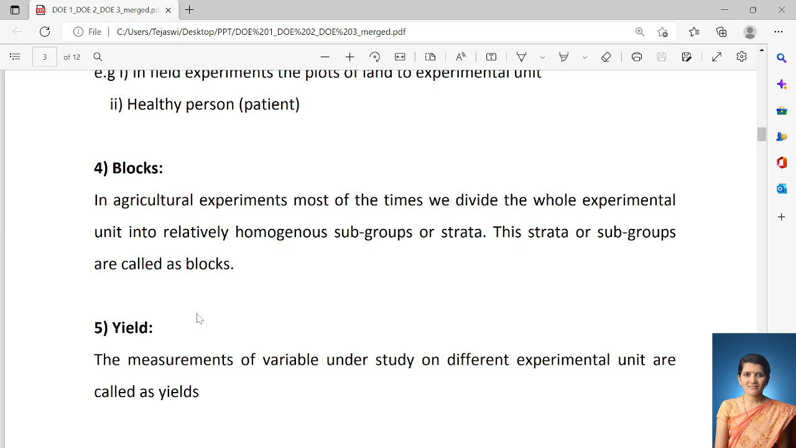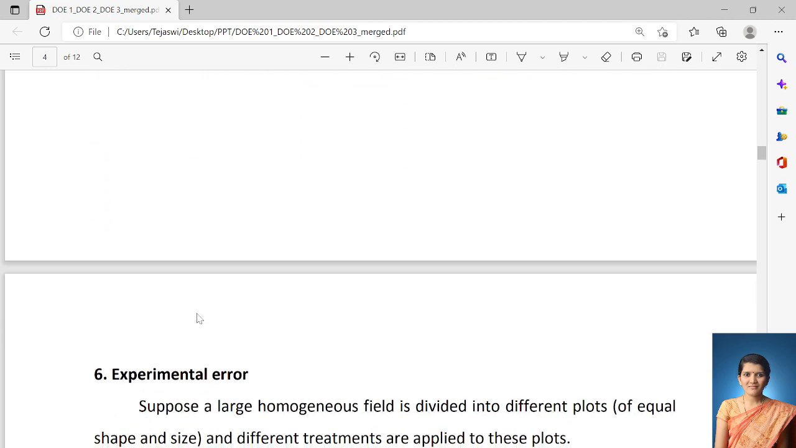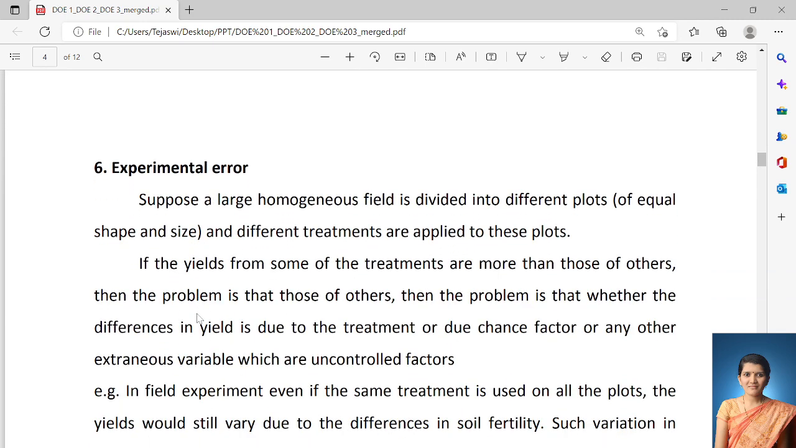The next term is yield, the measurement of the variable under study on the different experimental units. Then the next terminology is experimental error. In various experiments some error will arise, but if a large error arises in an experiment, then this experiment will not be considered.